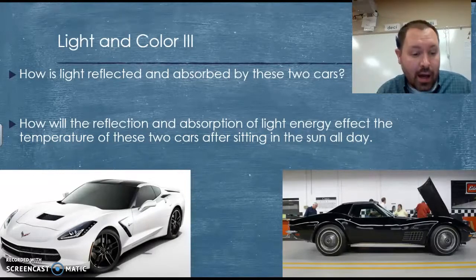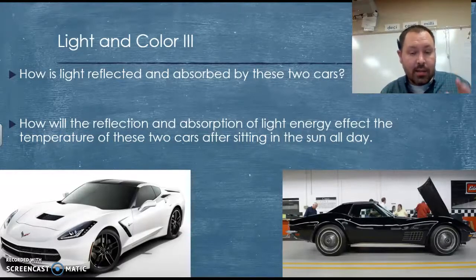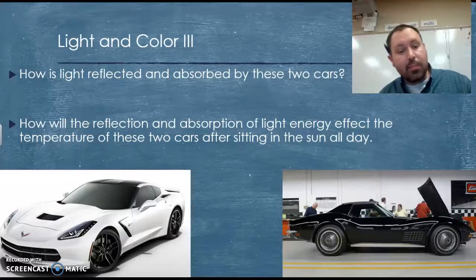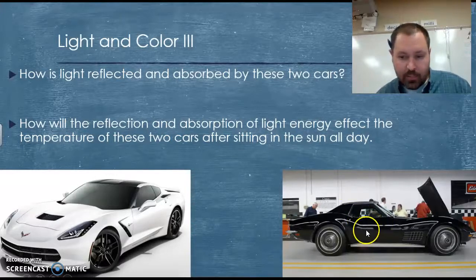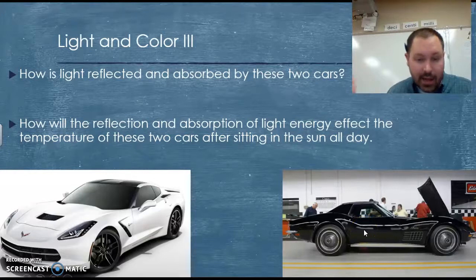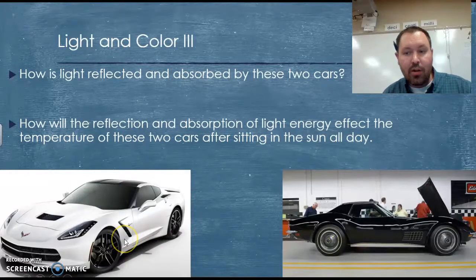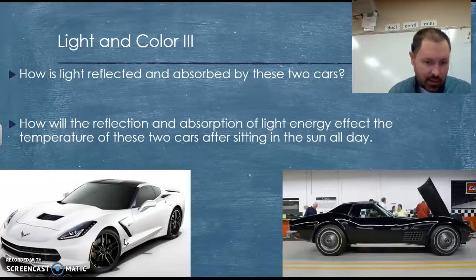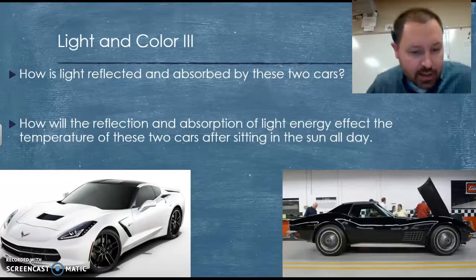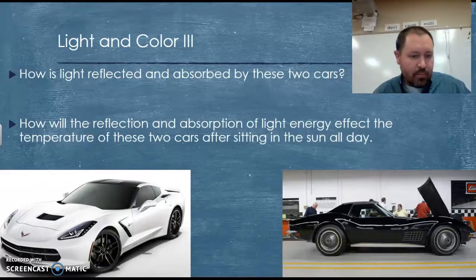And I said, why is the black Corvette hot? And they said, the black Corvette absorbs light. They're correct. The black Corvette does absorb light. The black Corvette doesn't reflect the light. And since it's absorbing light, it gets hot. The white Corvette reflects all the light. And since it reflects all the light, it isn't hot. All the light is bouncing off of it.